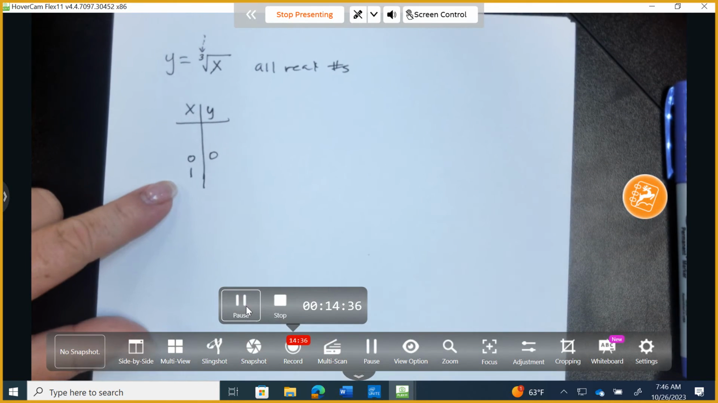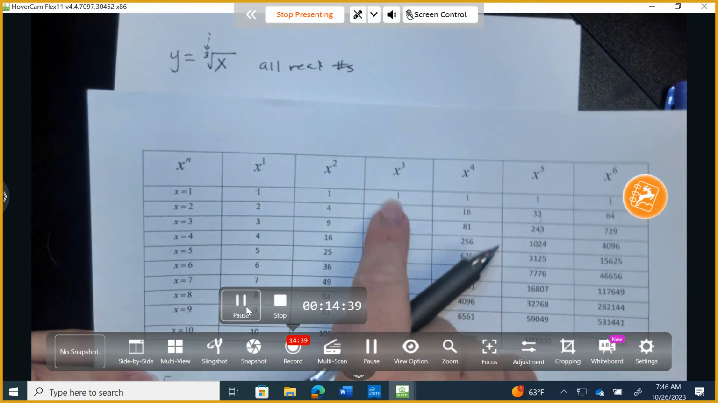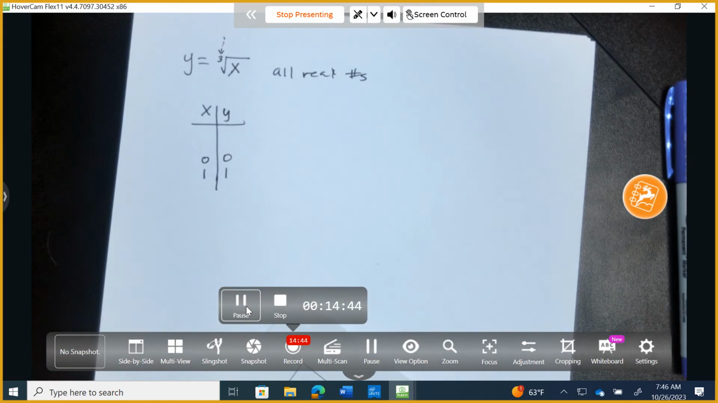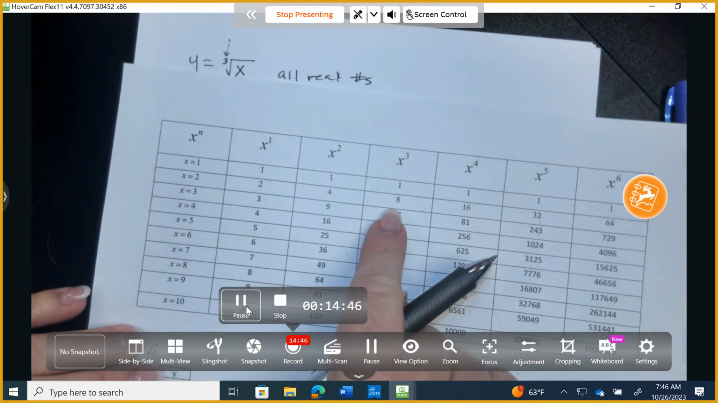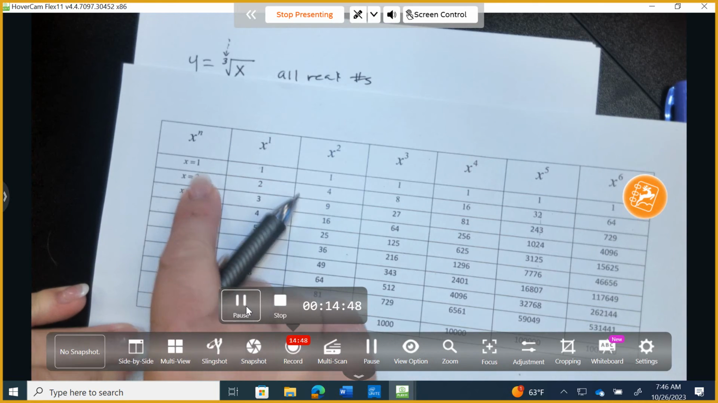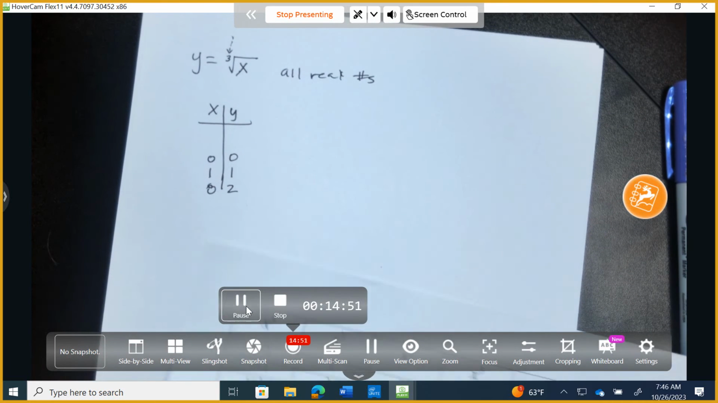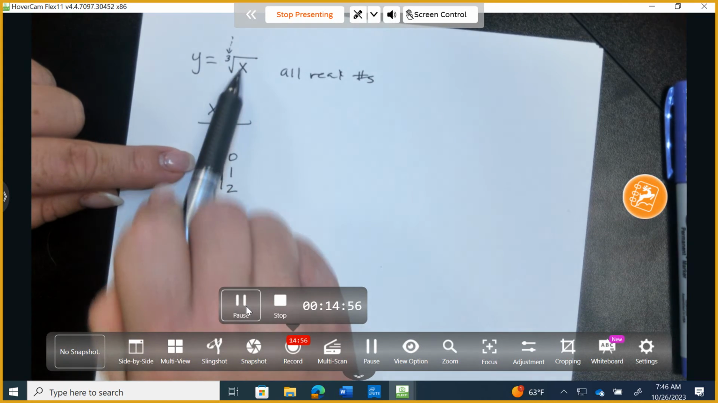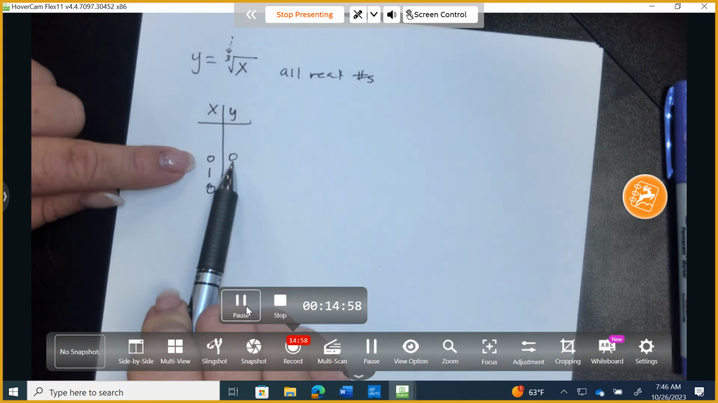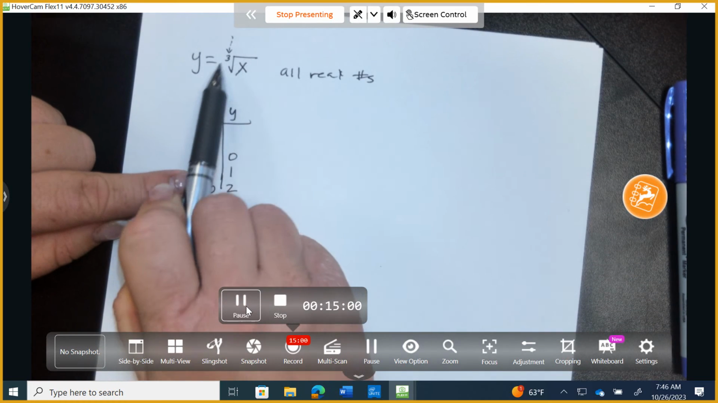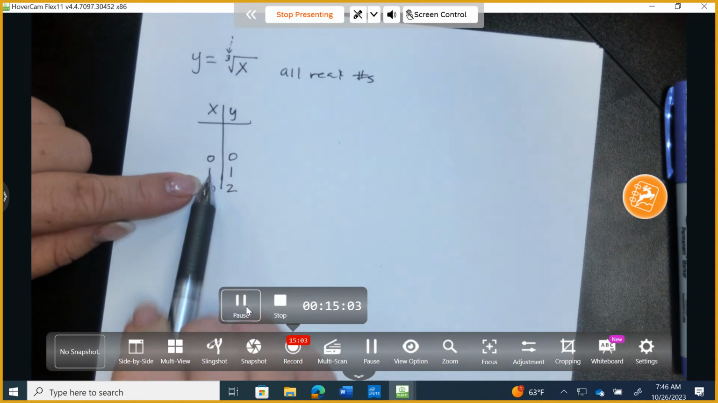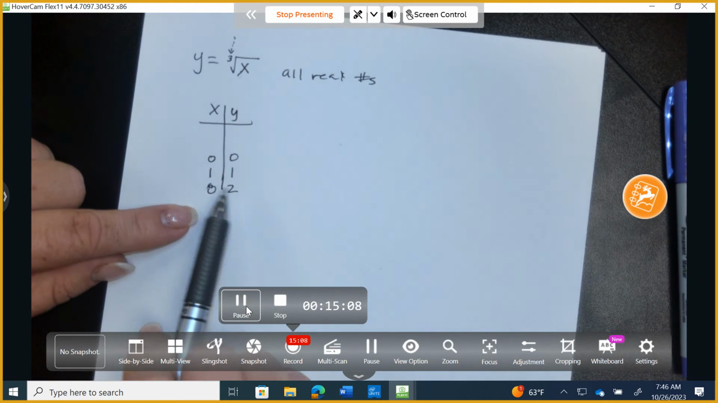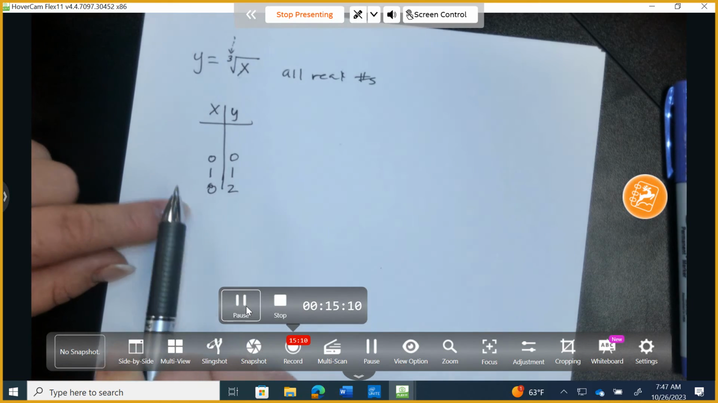If I plug in 1, the cube root of 1 results in 1. You're making this table on your paper with me. If I plug in 8, the result is 2. Now, if you're lost, this is what it means. What times itself 3 times equals 0? And the answer is 0. This function means what times itself 3 times equals 1, and the answer is 1. What times itself 3 times equals 8? The answer is 2, because 2 times 2 times 2 is 8.